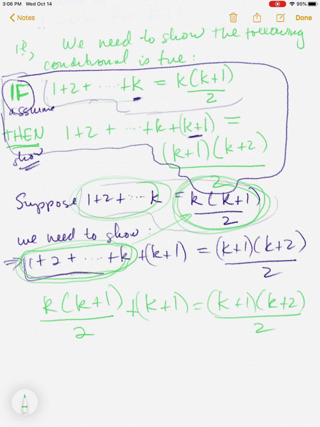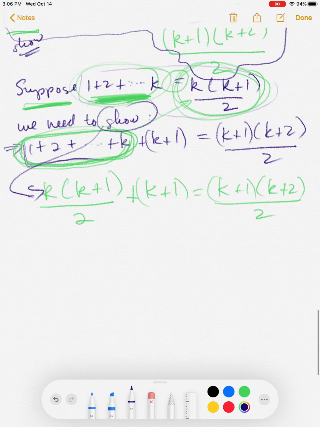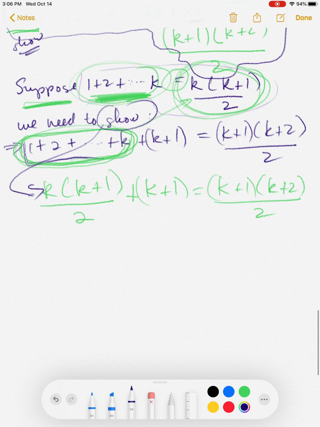Okay, did you follow me? I hope you followed me. Since we're supposing that this identity holds, that the sum of the first k positive integers is this, we can substitute in this for that, okay? So now we've reduced what we need to show to that, right? By substitution. And how do we show that? Well, we do this by simple algebra. We just multiply by 2 and divide by 2 this.